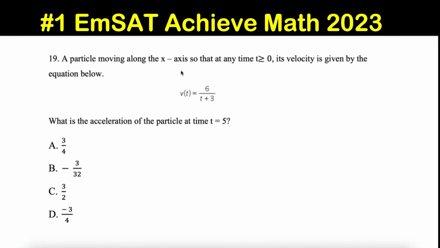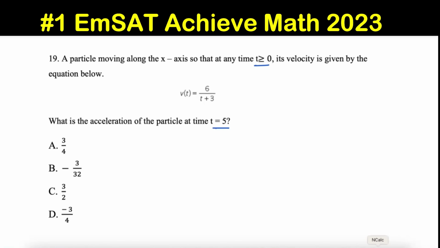A particle is moving along the x-axis so that at any time t greater than or equal to 0, its velocity is given by the equation below. What is the acceleration of the particle at time t equals 5? So we are asked to find the acceleration from the velocity. You just need to differentiate the velocity to get acceleration.